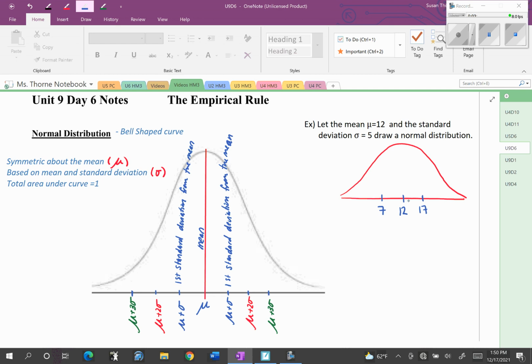So if I want to do the next one, 2 standard deviations of the mean, we add another 5 and subtract another 5. So 7 minus 5 is 2, and 17 plus 5 gives me 22. So those are within 2 standard deviations of the mean. And then we, of course, have 3 standard deviations of the mean. So we subtract another 5, we get -3, and this would be 27. So that would be our normal distribution based upon the mean being 12 and the standard deviation being 5.